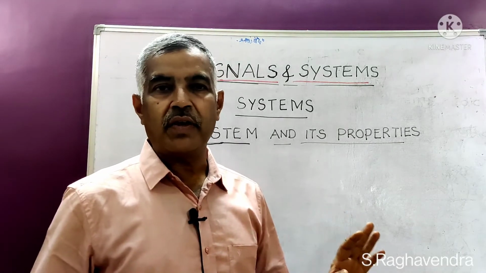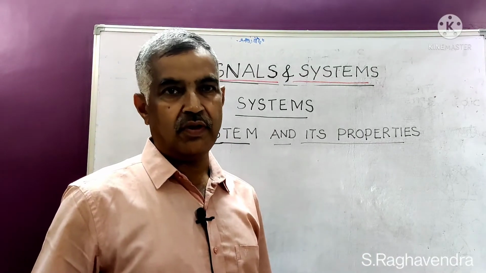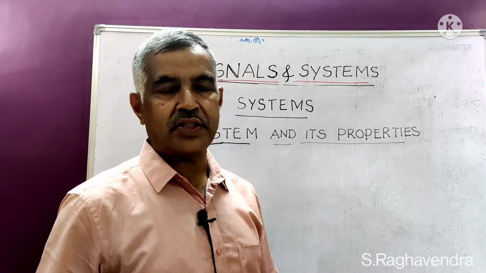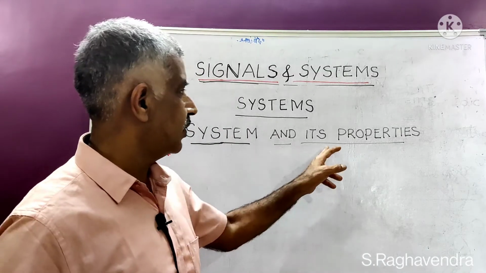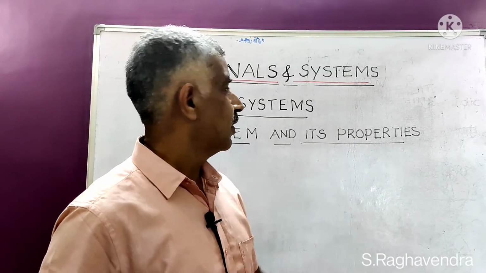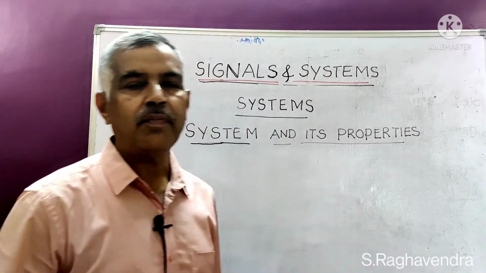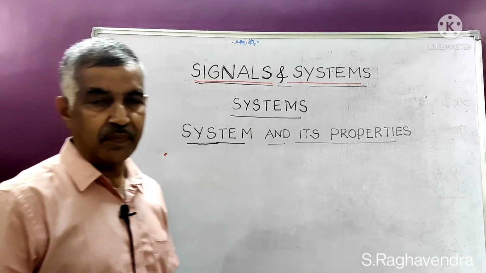Now from today onwards I will take up systems. First I will define what is a system. What is a system? I will give examples. You understand system, and after understanding what is system, then you understand its properties. There are 6 to 7 properties. I will take up these properties one by one.